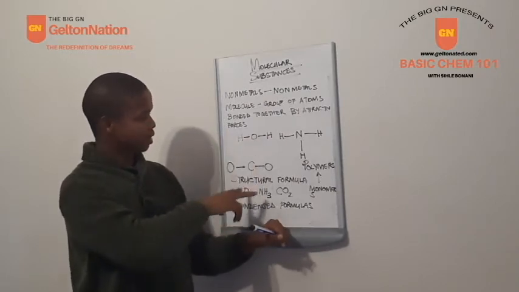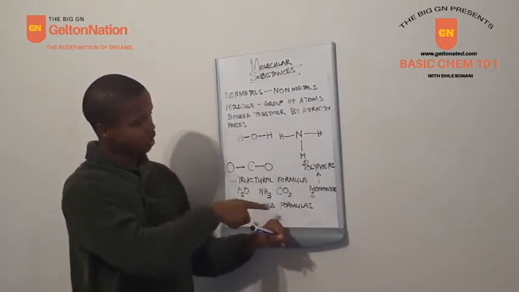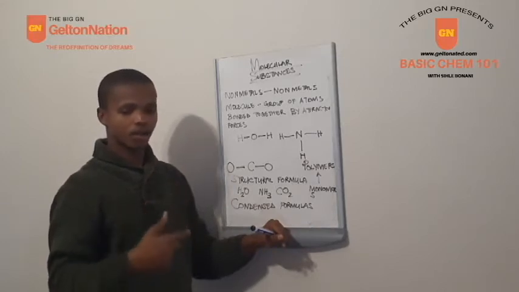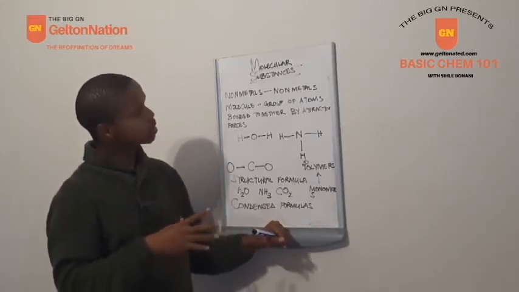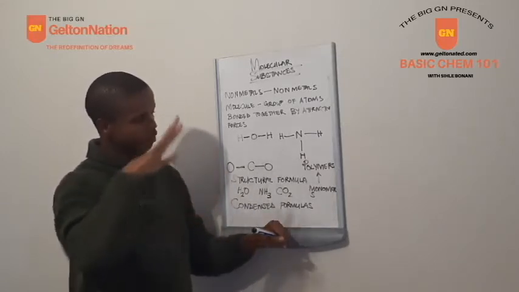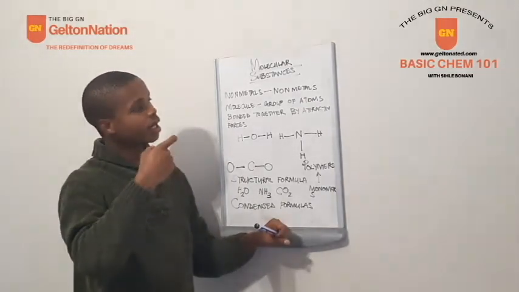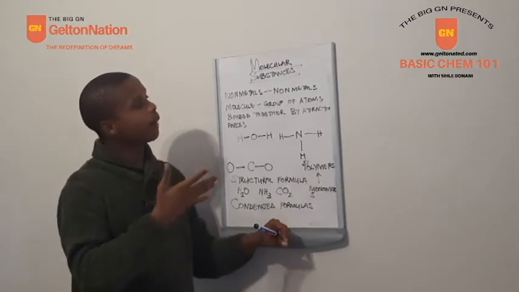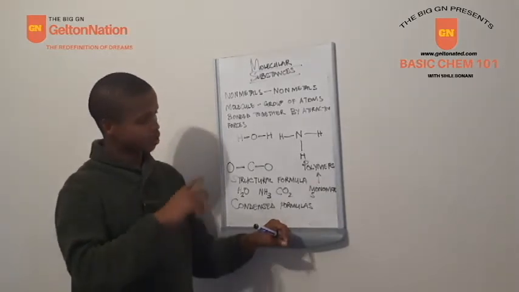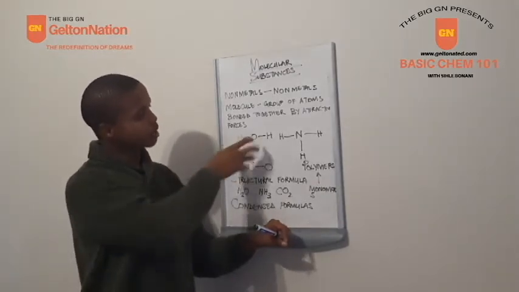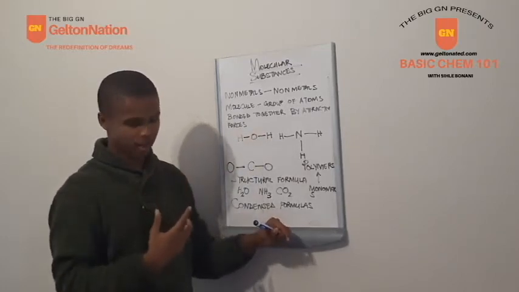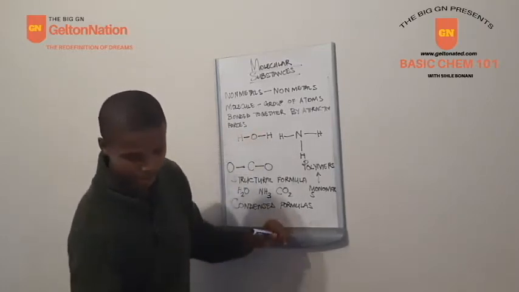You have structural formulas and condensed formulas. There are also spatial formulas that can be shown via a computer, or models that scientists do just to show how these bonds form in space. So that is your molecular substances.